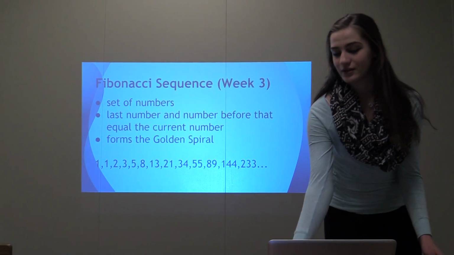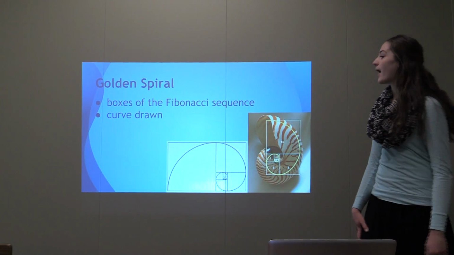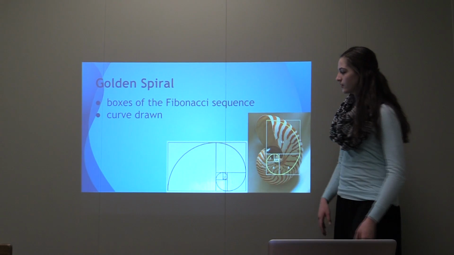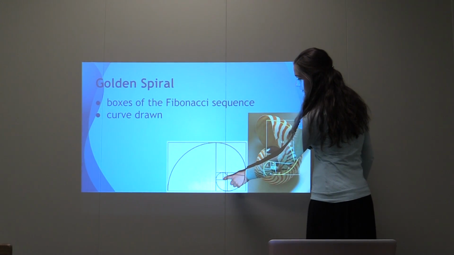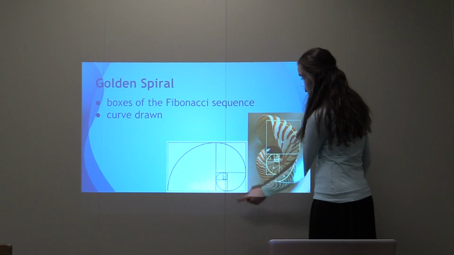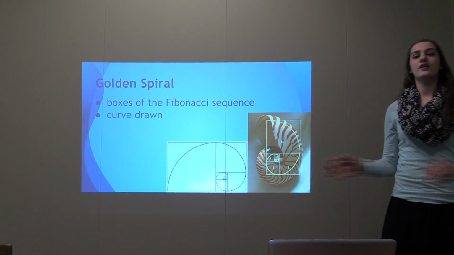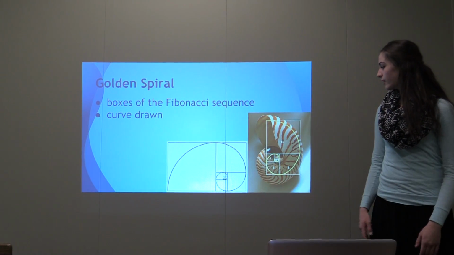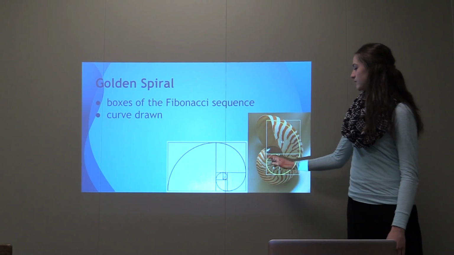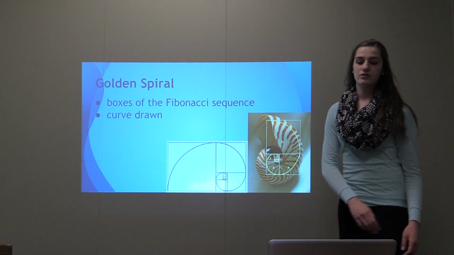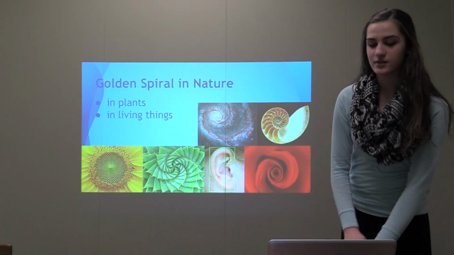This forms the golden spiral. That is boxes of the Fibonacci sequence. It's like the area of this is 1, area of this is 1, area of this is 2, 3, 5, 8, 13. And then you take a curve and just draw it through it. So it ends up making this big spiral. This is used often in art projects.